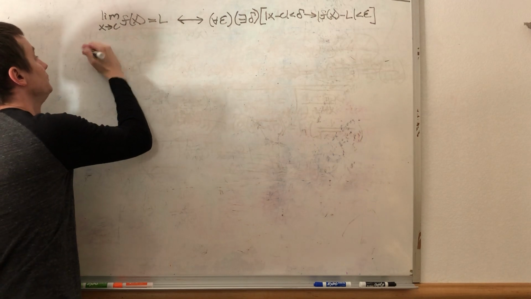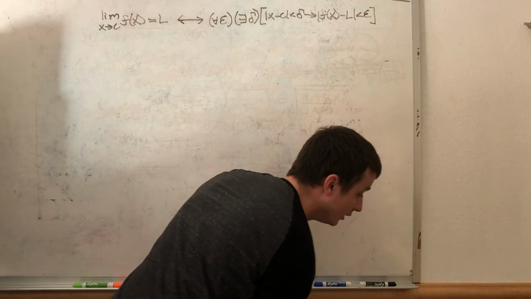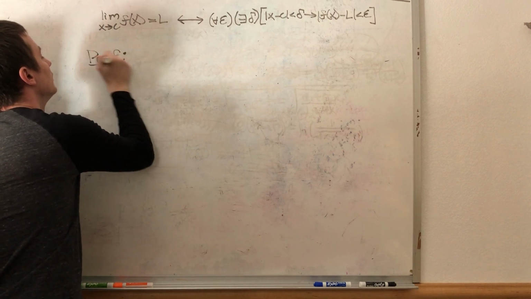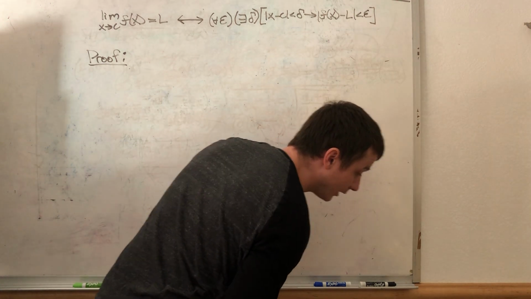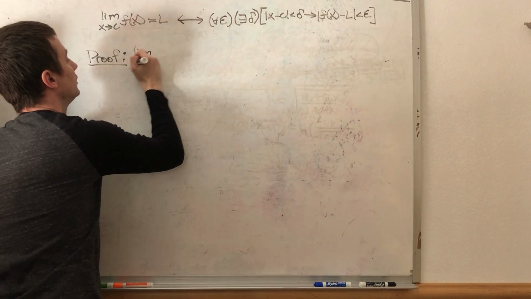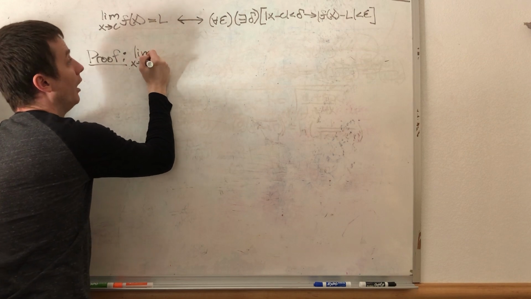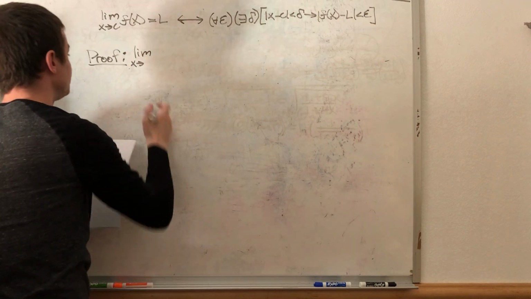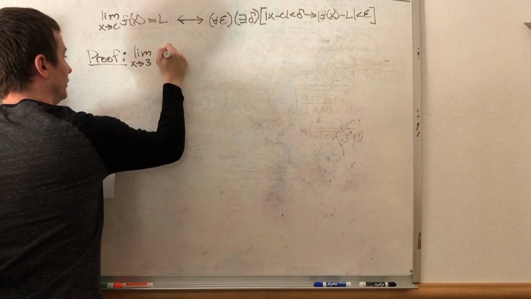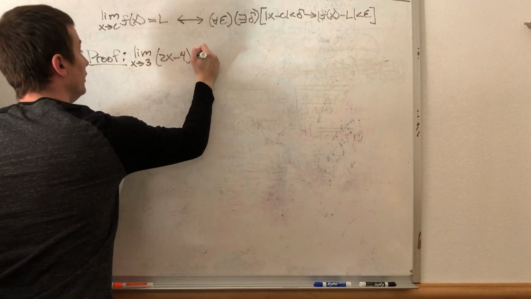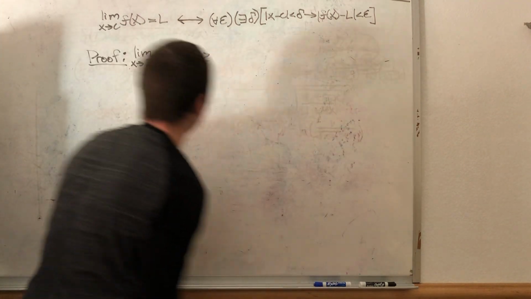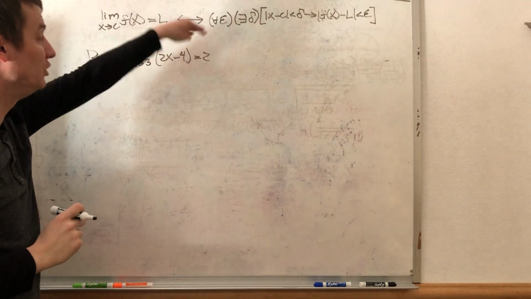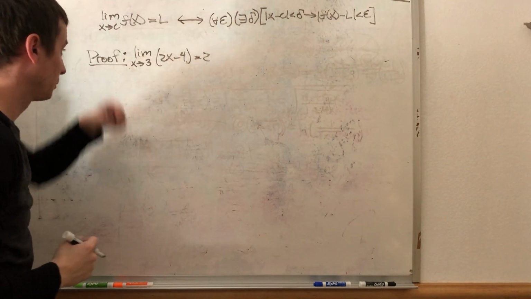So the exact problem that we're doing, we're trying to do a proof that the limit as x approaches 3 of 2x minus 4 is equal to 2. Now, obviously, we know that this is the case. The function's continuous at that point, so we can just plug it in, and it works. But we're supposed to prove it using this definition directly. That's explicitly given in the problem.